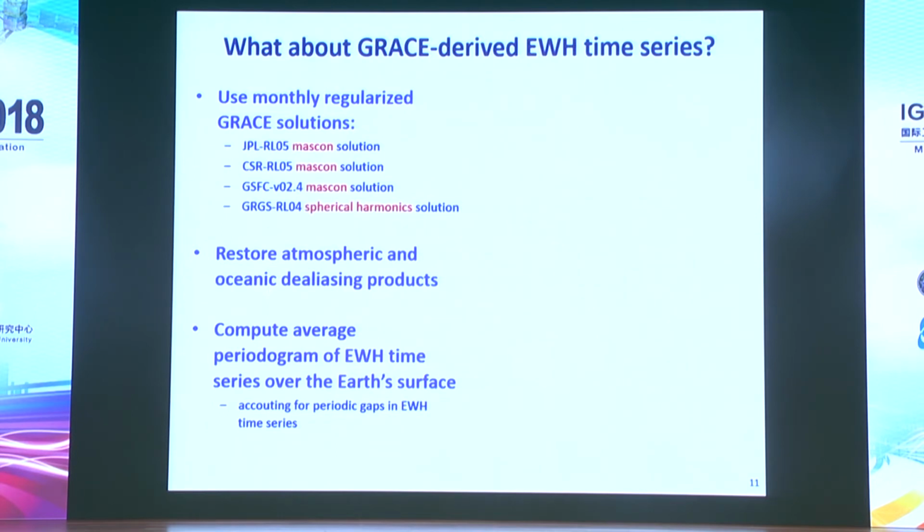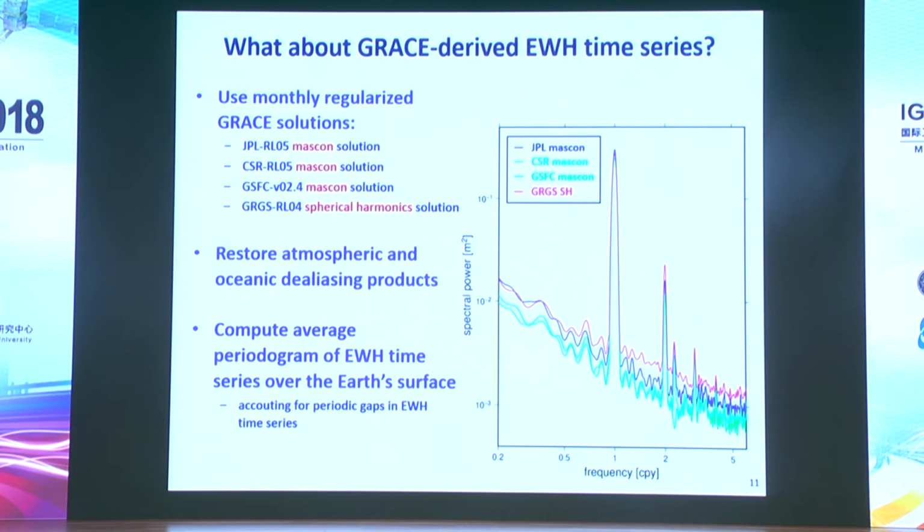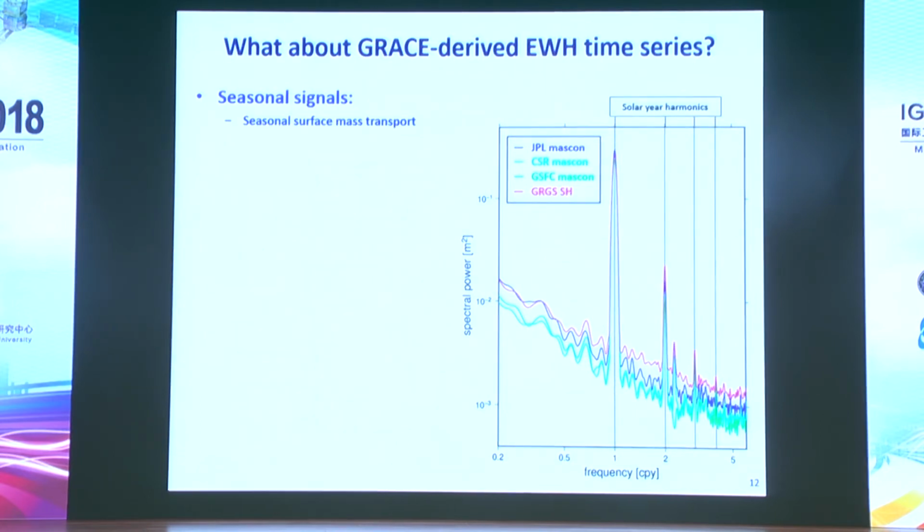And like we did for the GNSS station position time series previously, we computed an average periodogram of the equivalent water height time series over the whole Earth surface, accounting for the presence of periodic gaps in the GRACE time series. So here is what those average periodograms look like. We have again spectral peaks at harmonics of the solar year, which are expected from seasonal surface mass transport.